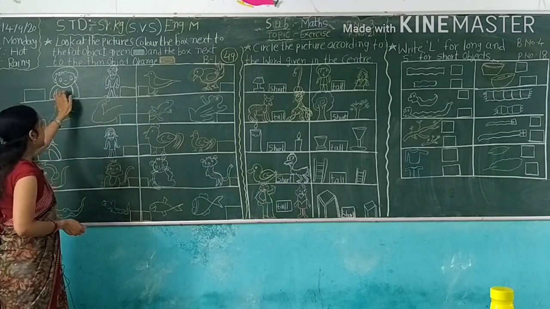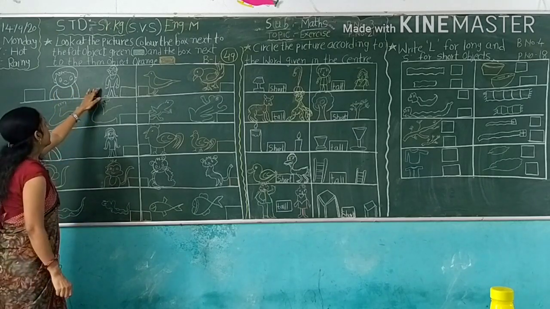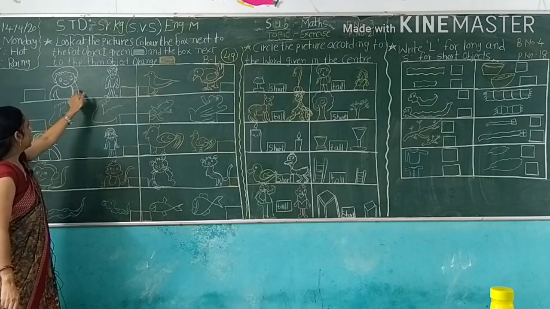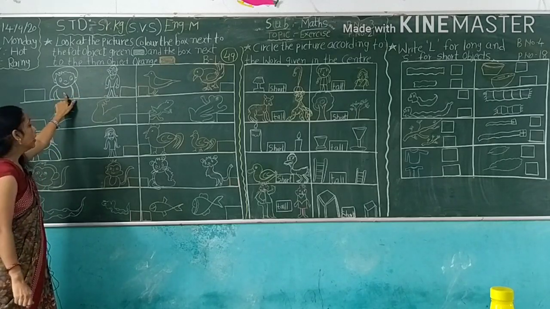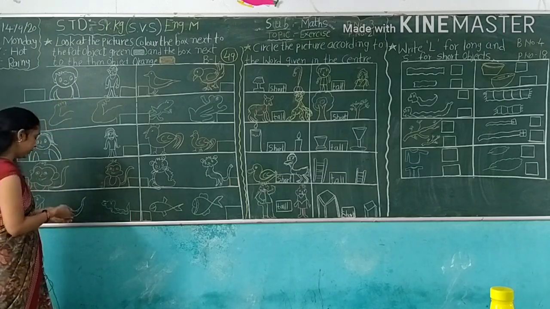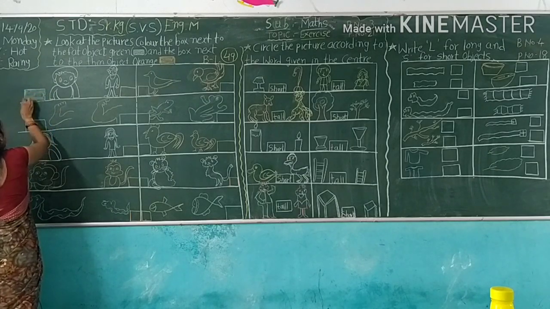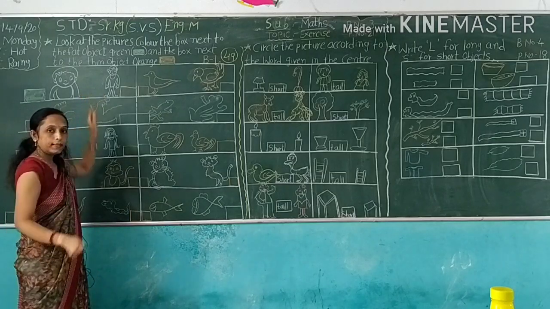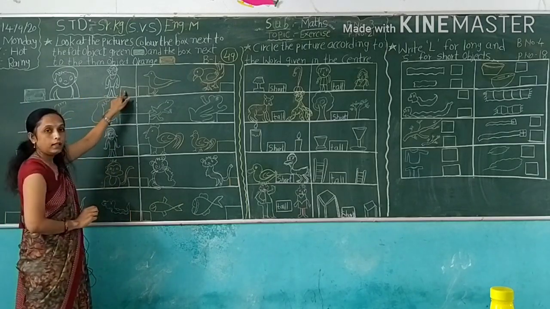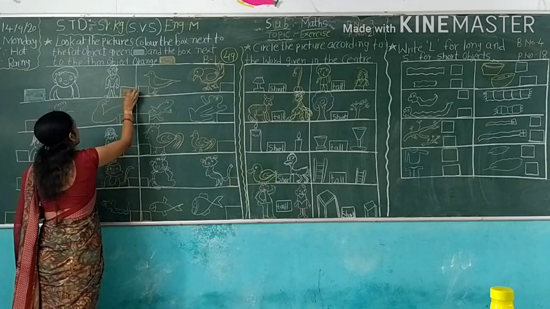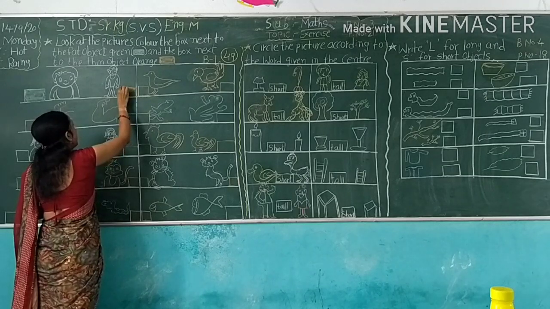So student, look this picture carefully. So tell me which picture is fat? Which boy is fat? This? Yes, this boy is fat. So here color green. Okay. Fat boy, this box color in green. Okay. And this boy is thin. So here color in orange. Okay. This box is orange color.